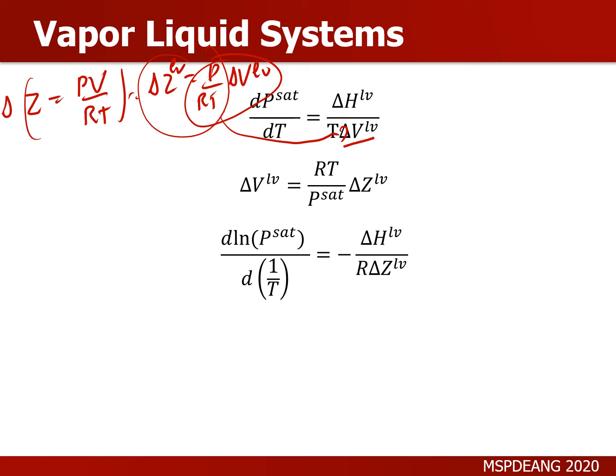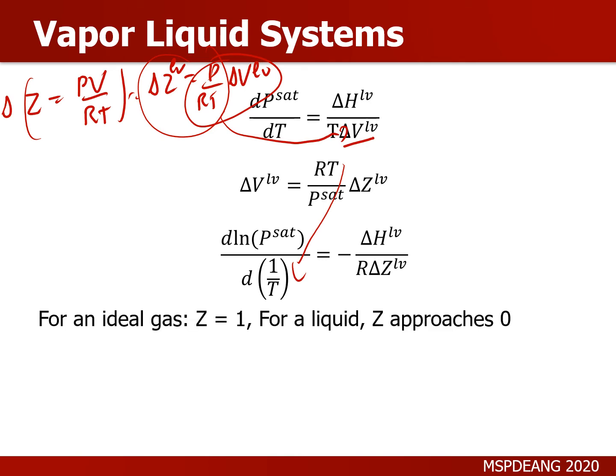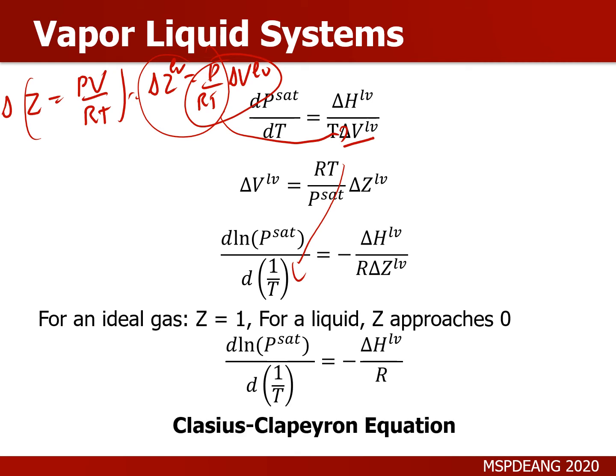T, we can move it here. So d1 over T. So d ln P sat divided by d1 over T is equal to negative delta H LV all over R delta Z LV. Now, to make some assumptions, for an ideal gas, Z should be equal to 1, and for liquid, Z should approach 0, meaning delta Z LV is just equal to 1. Therefore, d ln P sat divided by d1 over T is equal to negative delta H of vaporization over R, and this is known as our Clausius-Clapeyron equation.